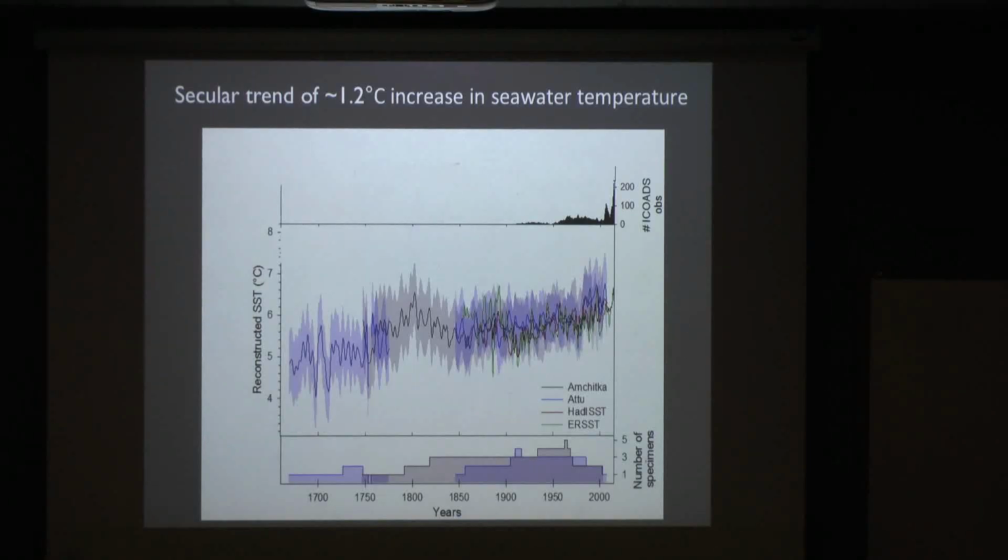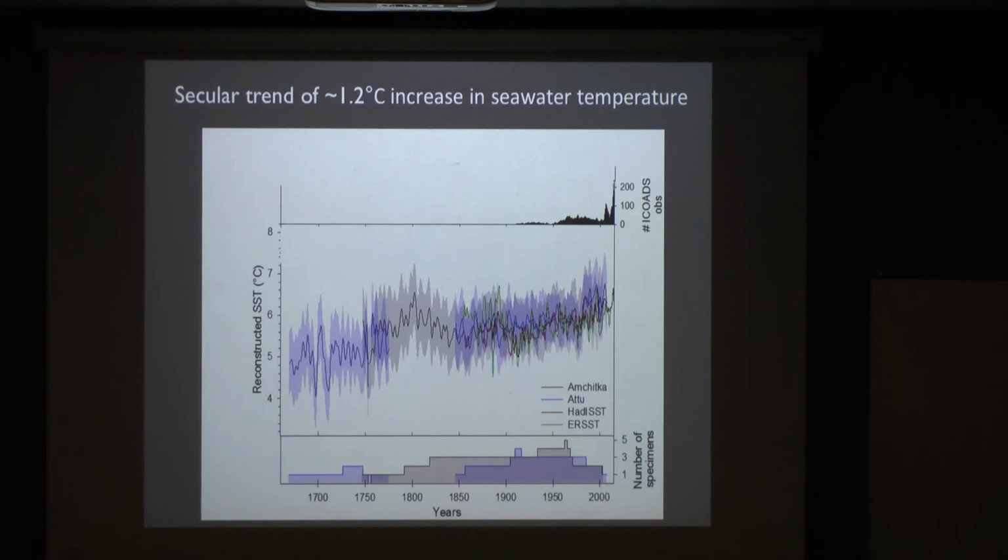And so here I've plotted the two different islands over time, going from 1665 to 2003, and the number of specimens for each of the island reconstructions. It's been filtered with a 36-month low-pass filter, with the uncertainty based on the number of specimens for that island. And then I've also shown the first plot that I started off this part with, the HadISST and the ERSST, and the number of ICOADS observations for the grid cell that encompasses these islands.